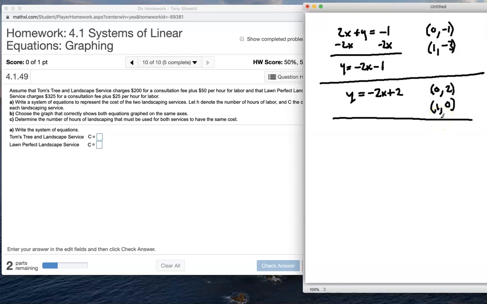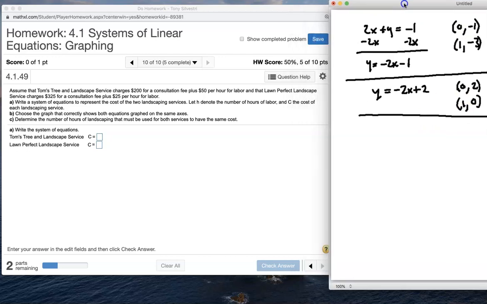We assume that we've got Tom's Tree and Landscape Service charges $200 for just coming to your house, plus $50 per hour for labor. And that Lawn Perfect charges $325 with only a $25 per hour labor. Write a set of equations that represent the cost of the two. Okay, so the cost is C, and H is the number of hours. Well, let's do the Tom's.